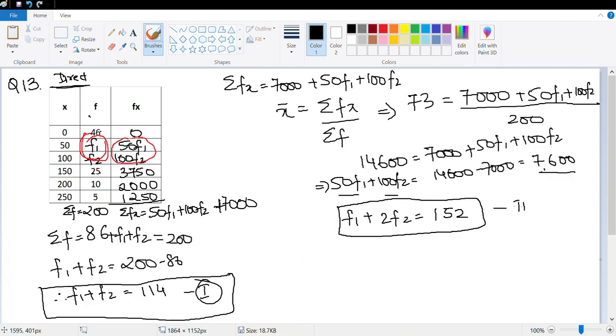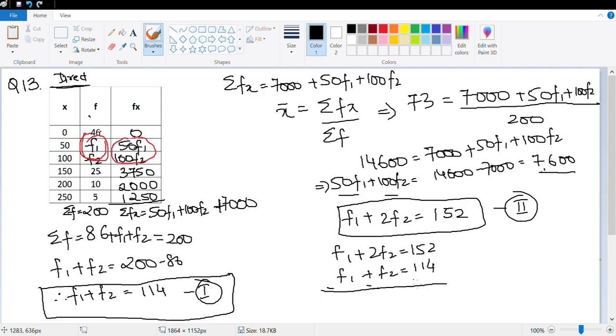I have two equations. I will solve them simultaneously. So f1 plus 2f2 is equal to 152 and f1 plus f2 is equal to 114. Let's subtract. Minus, minus, minus and minus. This goes 2f2 minus f2 is f2 is equal to 12 minus 4, that's 8, 4 minus 1, that's 3. Therefore, f2 is equal to 38.